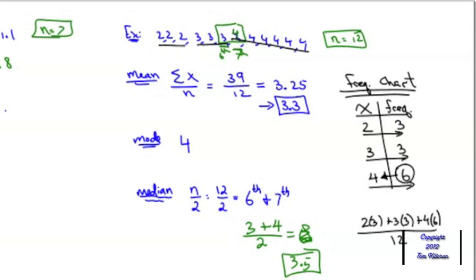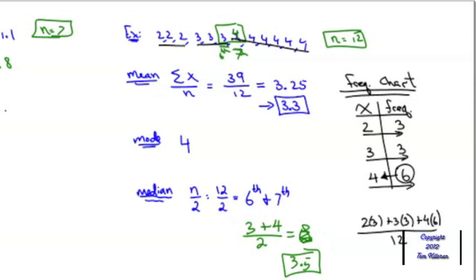This is where people answer mode is 6, because they're looking for that largest frequency, and they see that number 6, and they write it down as their answer. But you always have to answer as a data value, not a frequency value. Then the trickier one is, how do I find the median using this chart?